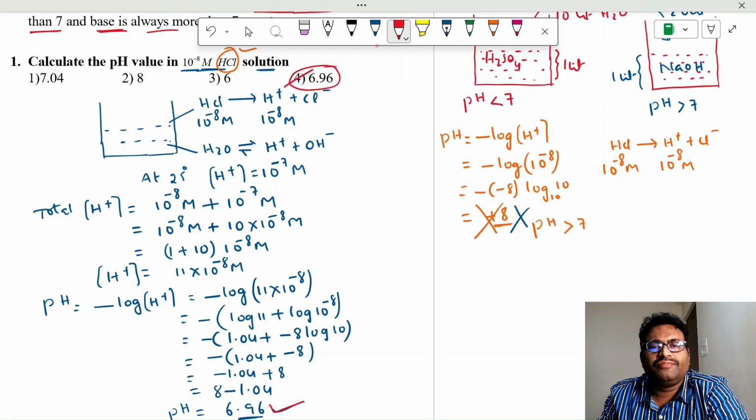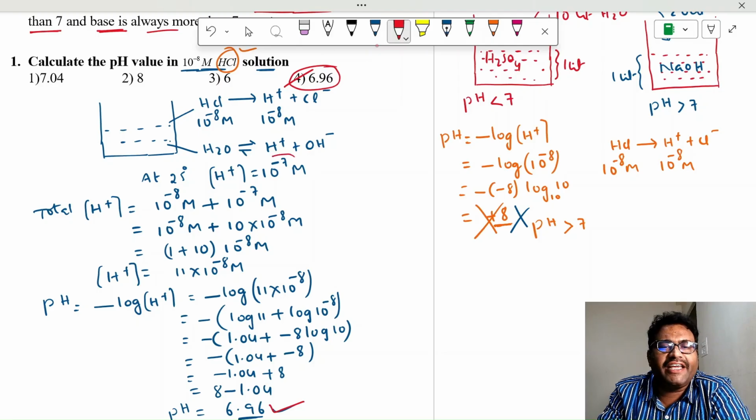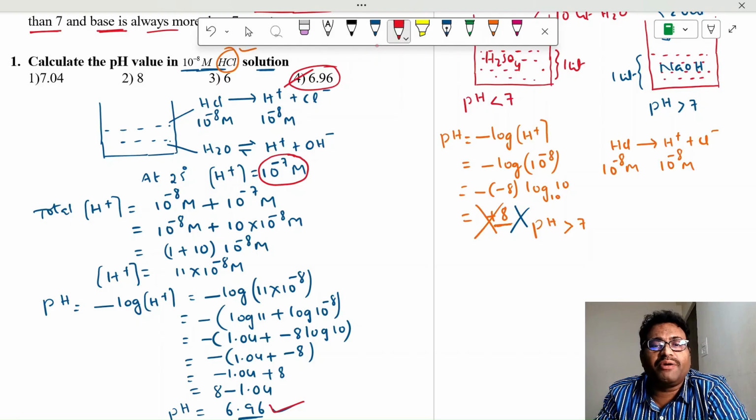Understood? So how did we derive it? We have derived it by taking the H plus ion concentration contributed from water dissociation.